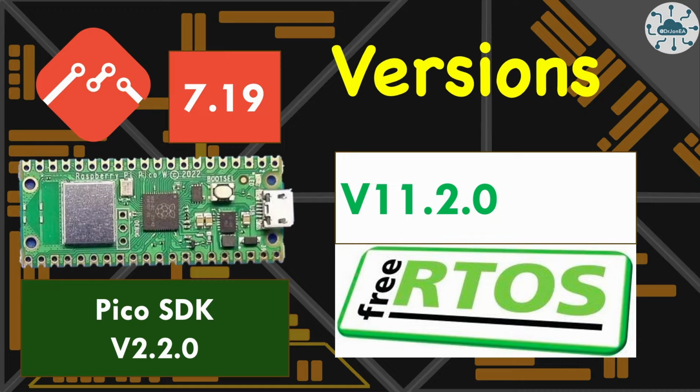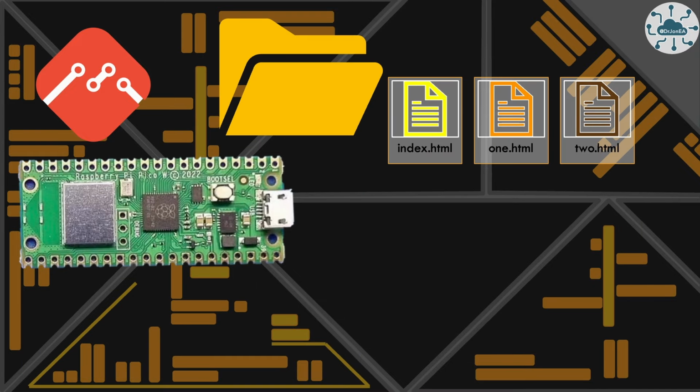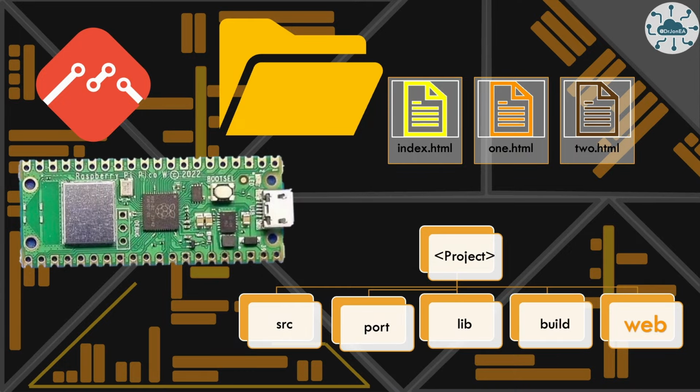Oh, and I suppose I ought to tell you as well which Pico SDK version I'm on. Well, I'm on 220. Okay, so let's talk about the file system first. Those 3 static web pages that I want to actually be embedded in my application, I'm going to place them in my project folder, in a folder called web. And that's where I'm going to store all of my web assets that I want to be issued by our web server.